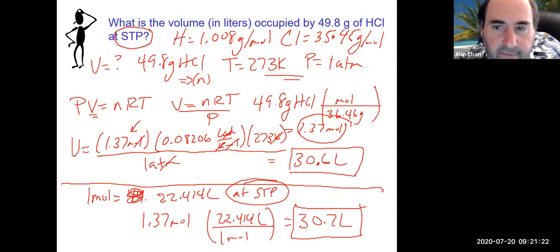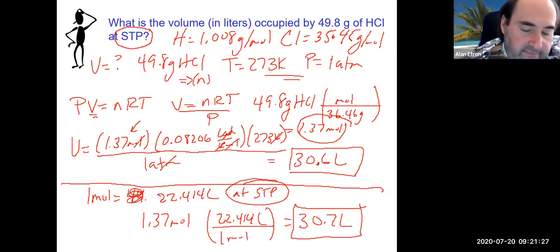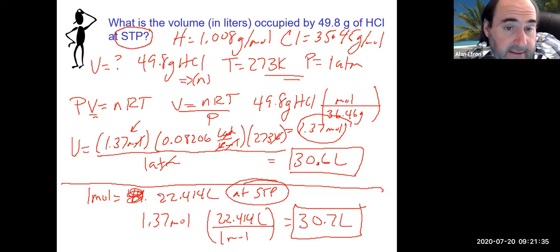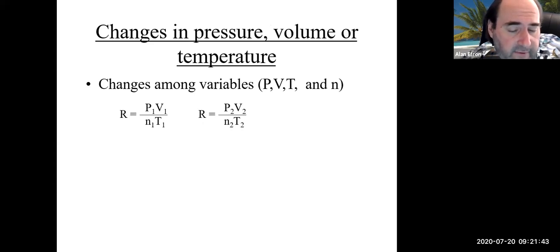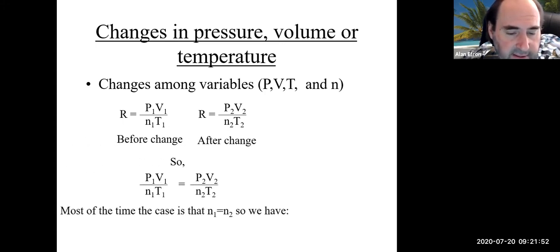Okay. So far we've been talking about relationships that involve two variables for the most part, keeping the third variable constant. There is a relationship that deals with all those variables together. If we take the ideal gas law and solve for R for two different situations, since R is a constant, we can set each of these equal to each other, and we get this relationship here.